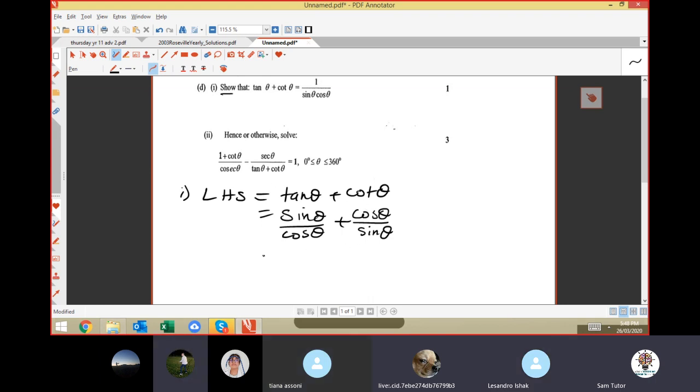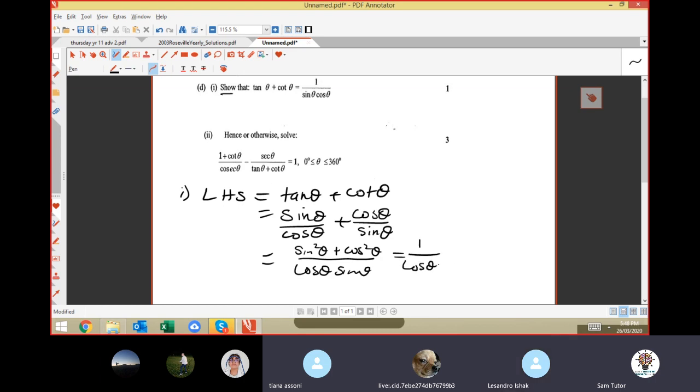Okay, now what are you going to do? Make a common denominator. That's it. And again, just cross multiply, that becomes sine squared plus cos squared. What does sine squared theta plus cos squared theta equal? 1. So 1 on cos sine. Does that look like the right hand side? Yeah. Done. You got yourself 1 mark in an exam.